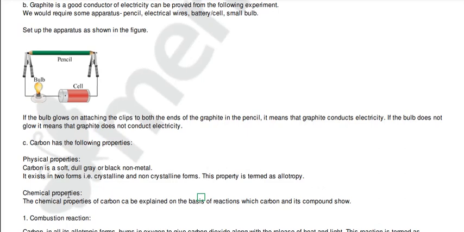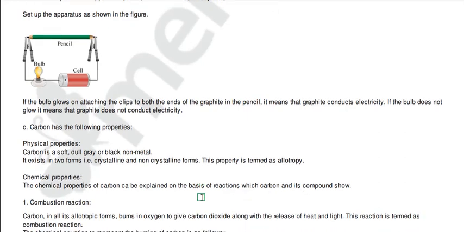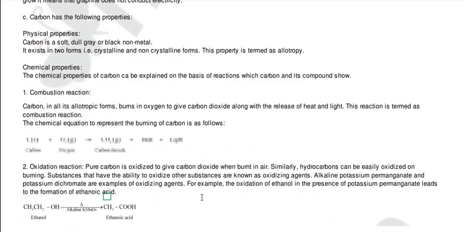Chemical properties. The chemical properties of carbon can be explained on the basis of reactions which carbon and its compounds show. 1. Combustion reaction. Carbon, in all its allotropic forms, burns in oxygen to give carbon dioxide along with the release of heat and light. This reaction is termed as combustion reaction. The chemical equation to represent the burning of carbon is as follows.